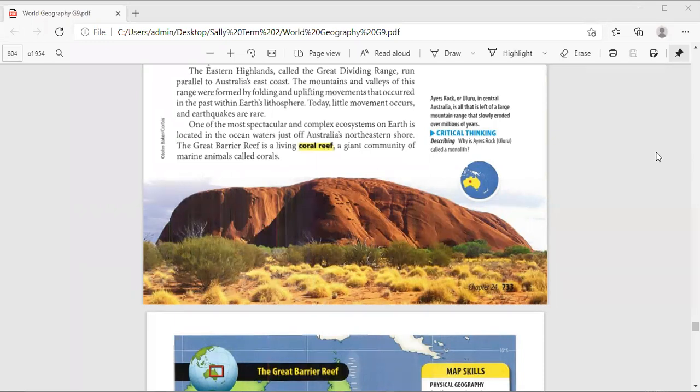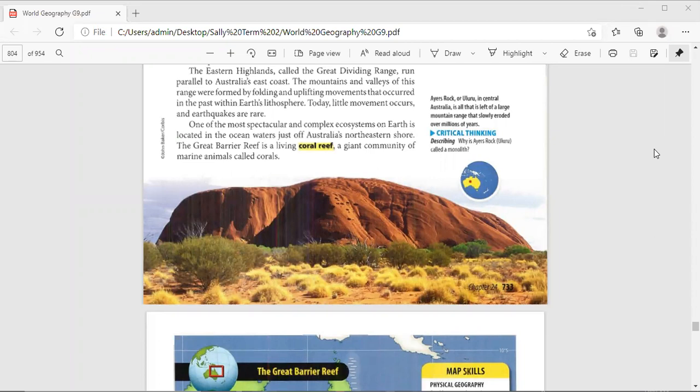Who can tell me who called it the Alaro? Bomika? Who called it the Aloro? Laura? First Australians that lived in Australia. The first people who lived in Australia, which we call the Aboriginal people. They called it the Uluru, okay?